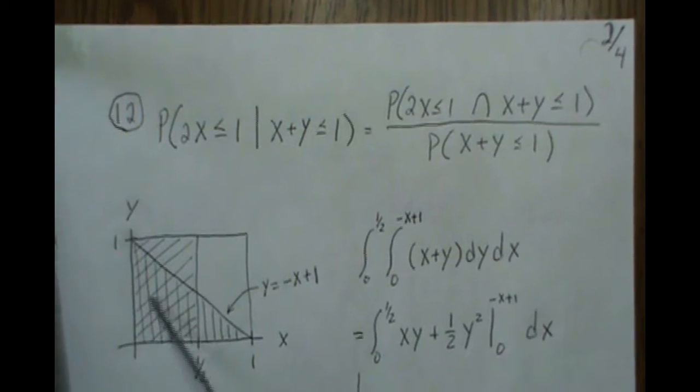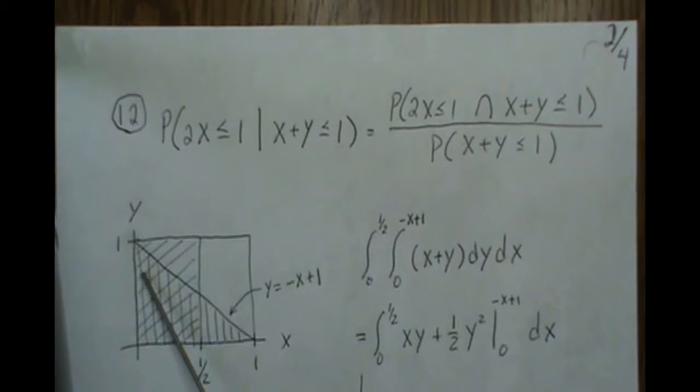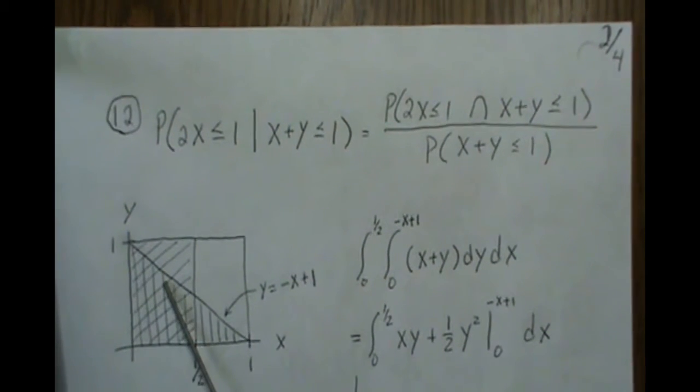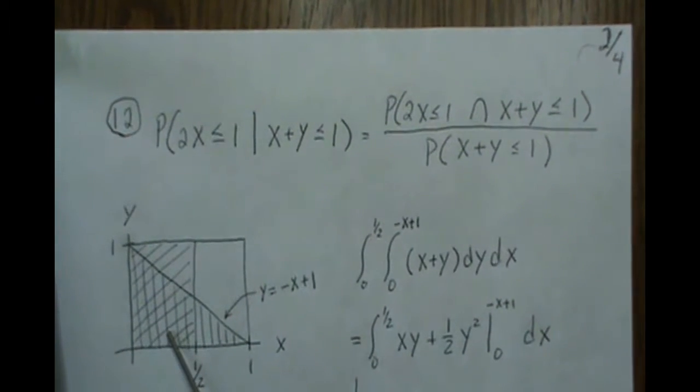So let's find this region first. If we were to integrate out x, we'd have to go from here to here, and then at this point add it to this region.